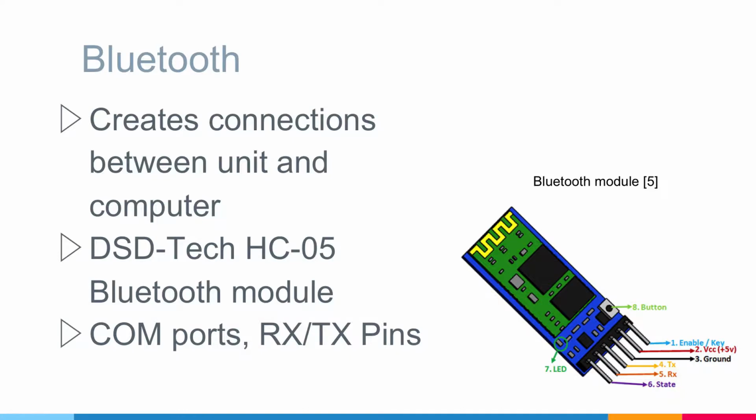For this project, the module that we used was the DSD Tech HC05 Bluetooth module, which consists of a button, an LED, an antenna, and 6 pins. The module acts as a virtual COM port, which is a serial port that transmits data 1 bit at a time. Finally, on the Bluetooth module, the TX pin transmits serial data to other Bluetooth devices, while the RX pin takes in serial data from other devices.